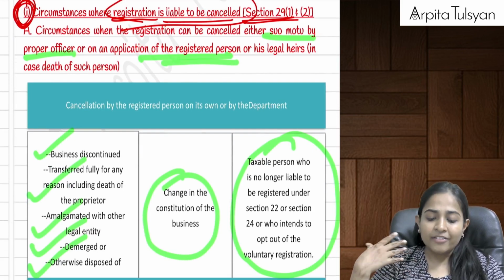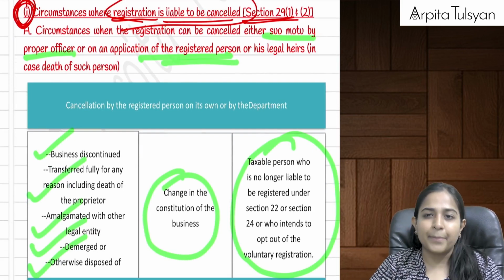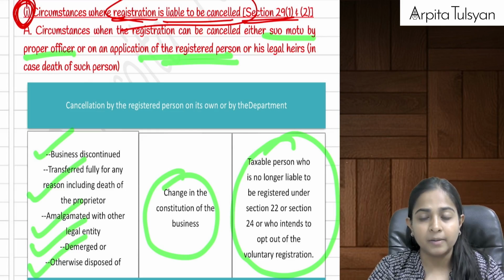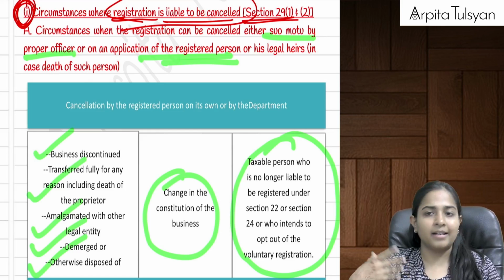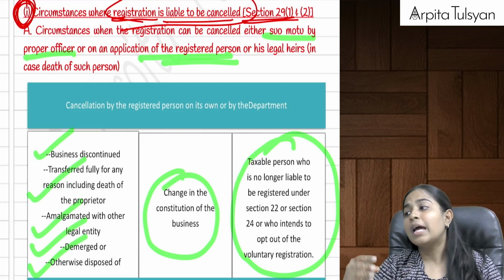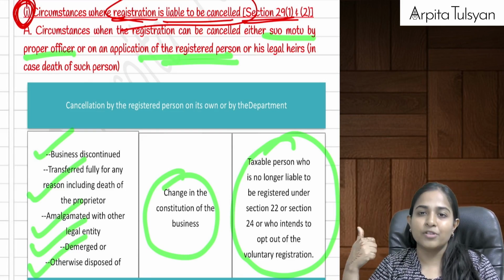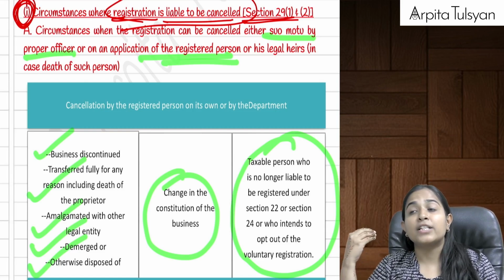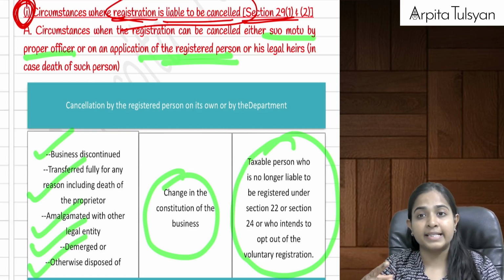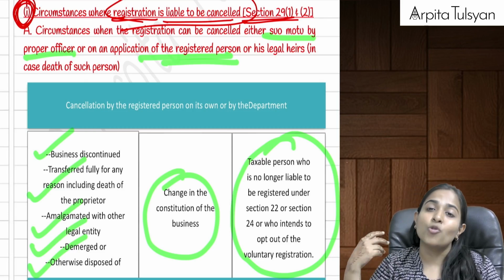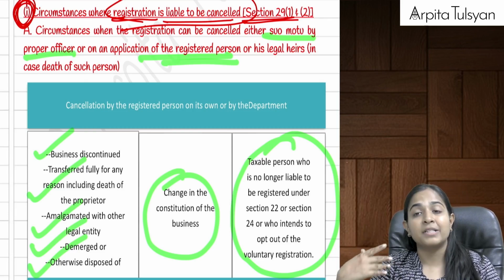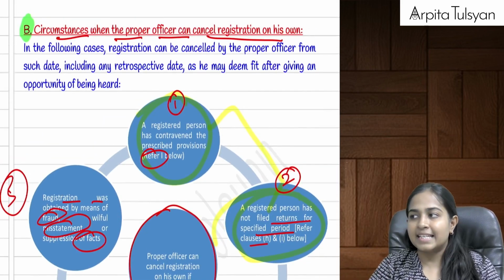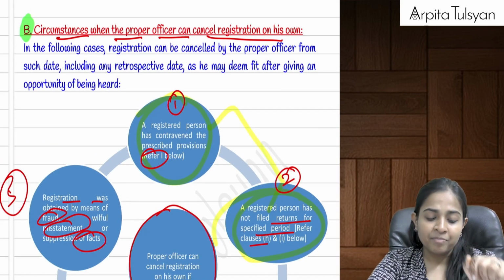Right now, in which cases can it be cancelled? Okay, in which cases can it be cancelled suo moto by the registered person? Example, again I'll repeat if you want. The business got discontinued, there was a death of the registered person, there was change in business constitution, there was a case of amalgamation, demerger, etc., or that taxable person is no longer liable to be registered as per section number 22 or as per section number 24. Then in such cases his registration can be cancelled.